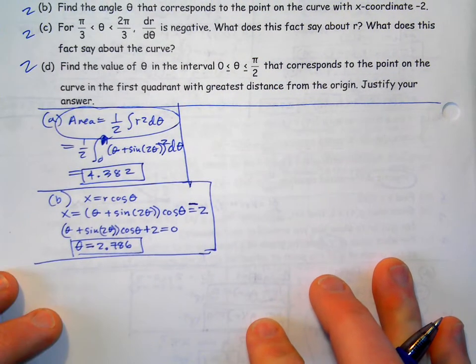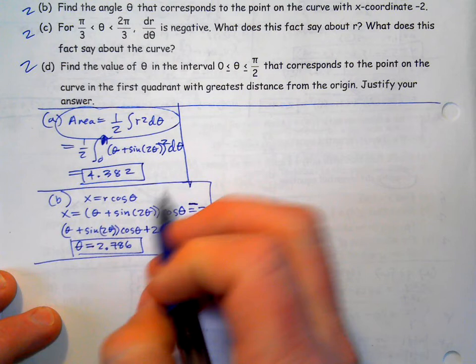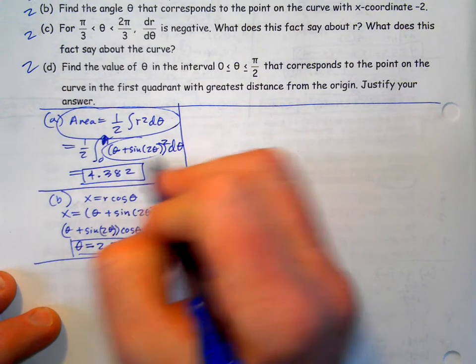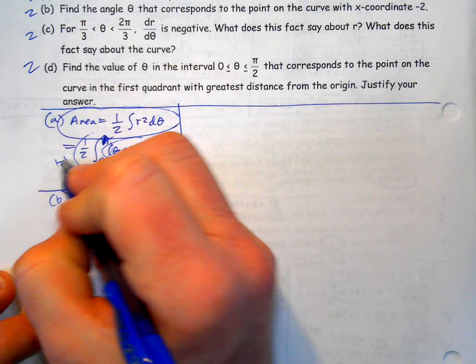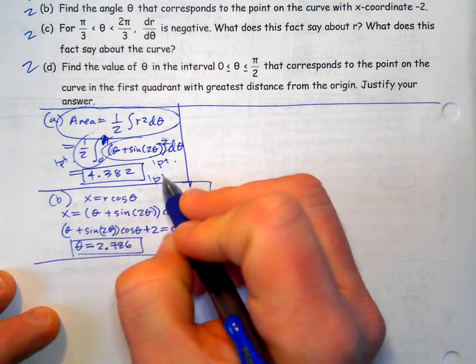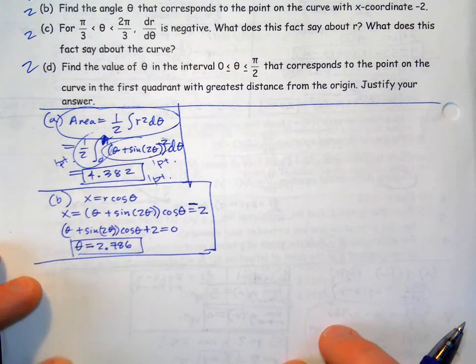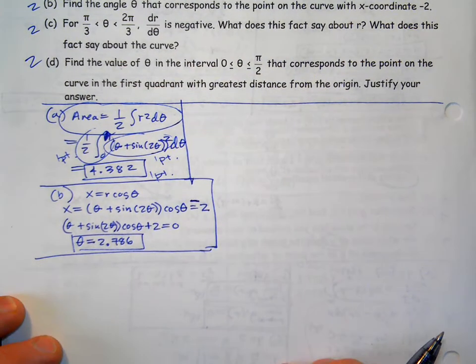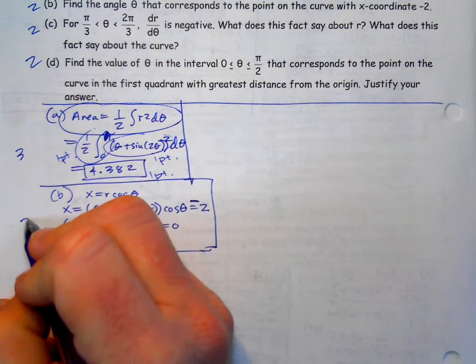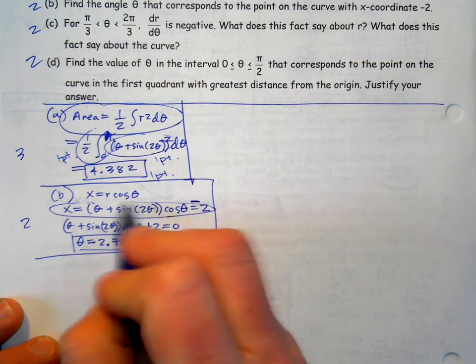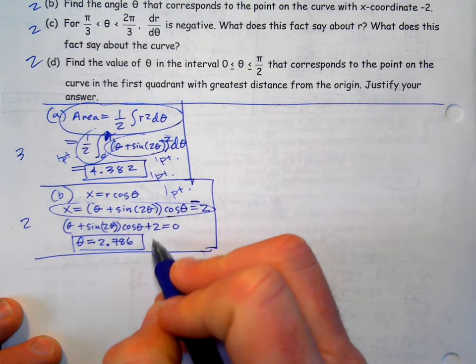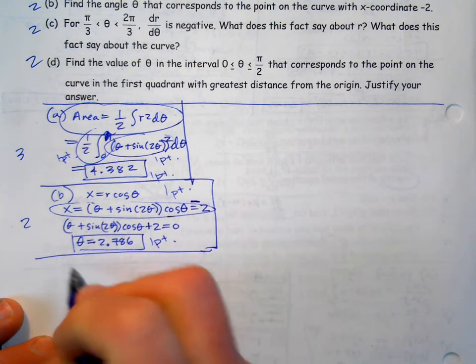It was 1 point for what was inside. It was 1 point for the limits and the constant. It was 1 point for the final answer. People love to forget the 1/2 on that formula. That was 3 points. This is 2 points: 1 point for setting up this equation that eventually we solved, and 1 point for the answer.